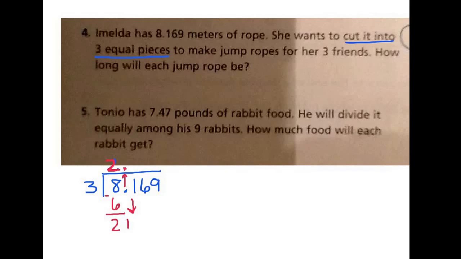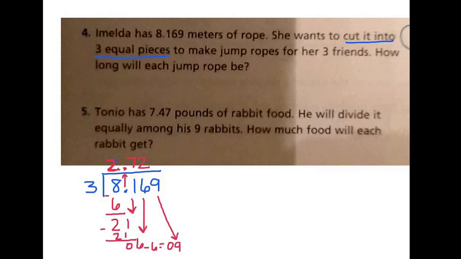I know 3 goes into 21 perfectly. 3 times 7 is 21, so when I subtract, I'll end up with 0. But remember, I still have more numbers to bring down. That next number then is a 6. Okay? 3 does go into 6 again perfectly. It goes in there 2 times, because 3 times 2 is 6. When I subtract 6, I'll end up with 0. But then remember, I still need to bring down the 9 here.